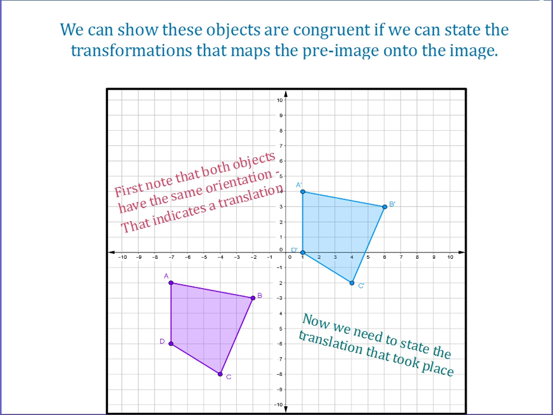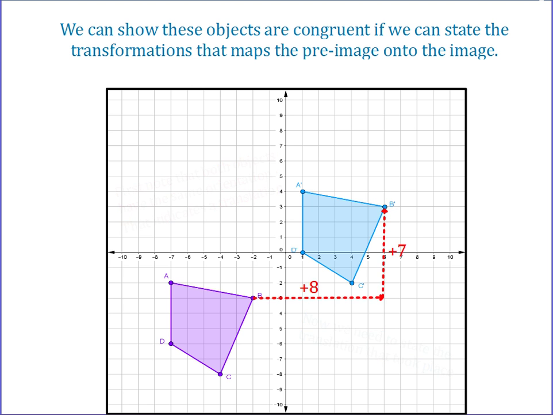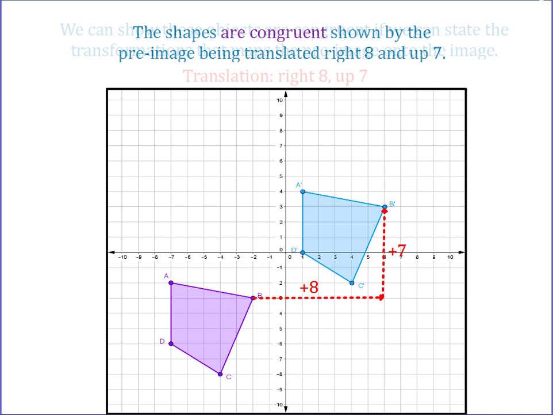Now I need to look at what type of translation took place. And to do this, I'm going to actually pick one vertex. I'm going to pick point B and look at the translation from B to B prime. And this looks like we went to the right 8 units and up 7 units. And I can verify that same translation for A and C and D to make sure that all the points got translated the exact same amount. Well, if that's the case, I can go ahead and say that these shapes are congruent, shown by the translation right 8 and up 7.